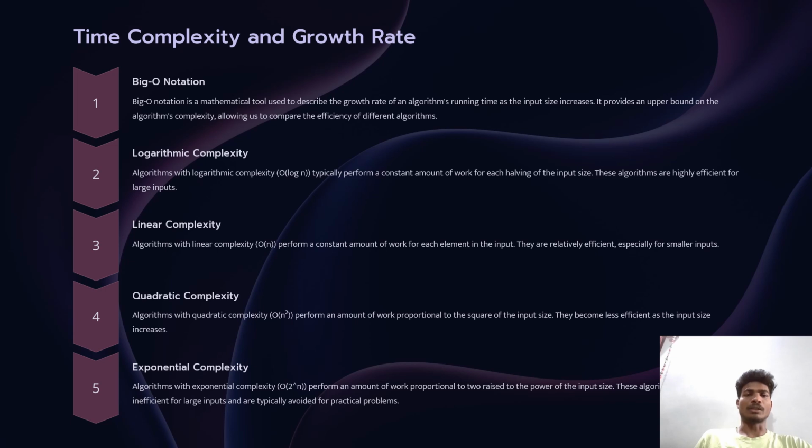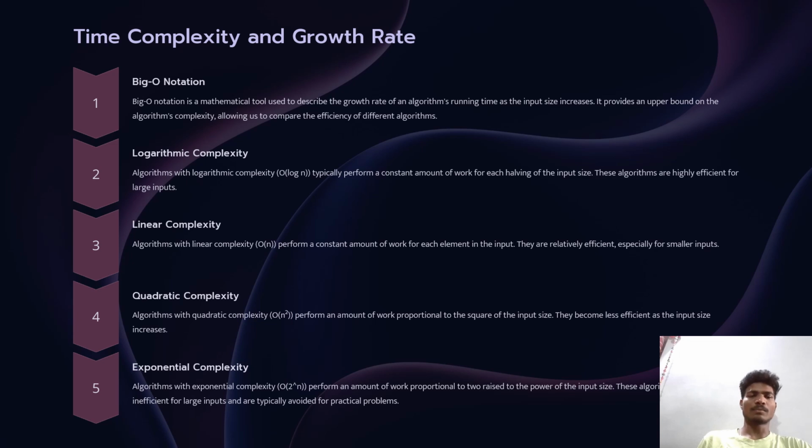Time complexity and growth rate. Big O notation. Big O notation is a mathematical tool used to describe the growth rate of an algorithm's running time as the input size increases. It provides an upper bound on the algorithm's complexity, allowing us to compare the efficiency of different algorithms. Logarithmic complexity. Algorithms with logarithmic complexity typically perform a constant amount of work for each half of the input size. These algorithms are highly efficient for large inputs.